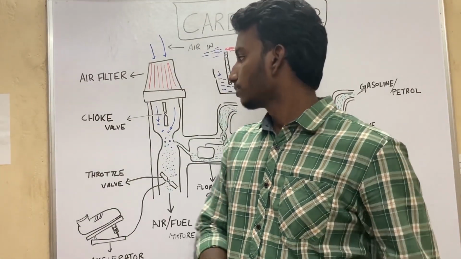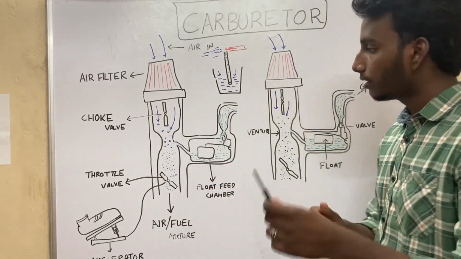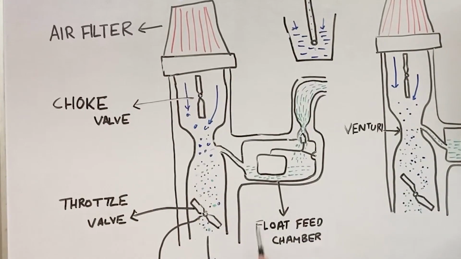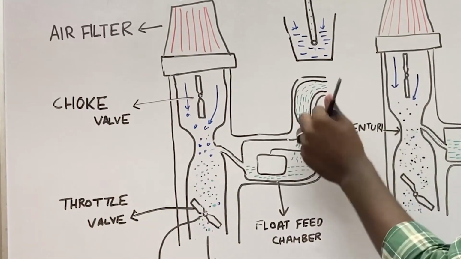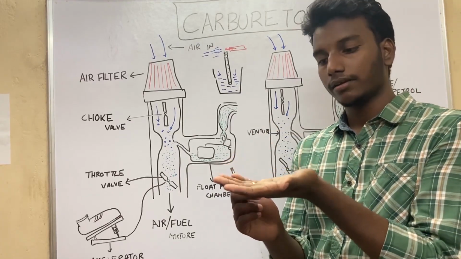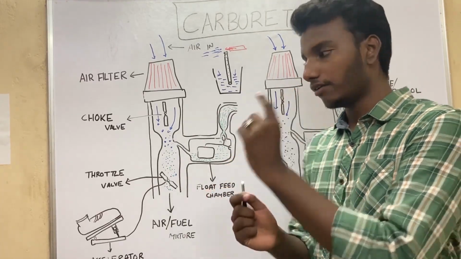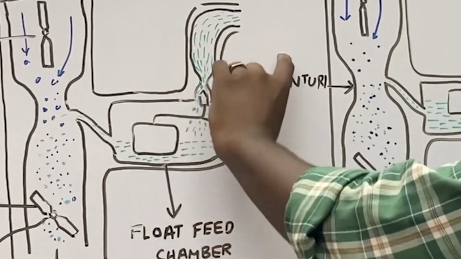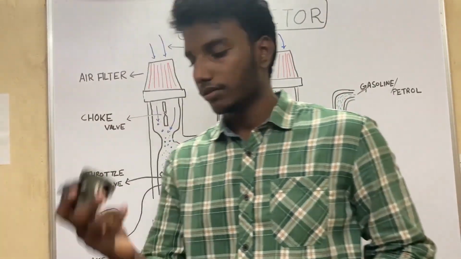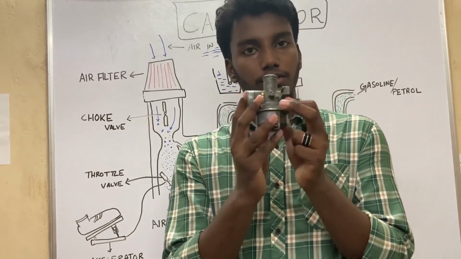Okay, so let's first look into the parts of a carburetor. A carburetor has these many parts. It has a choke valve, a throttle valve, and a float feed chamber, which is connected to the main fuel tank. This float feed chamber also acts as a mini fuel tank, wherein it has a float and a valve that blocks the passage of the fuel from the main fuel tank whenever necessary. So this is how a carburetor looks. This is the carburetor of a motorcycle.